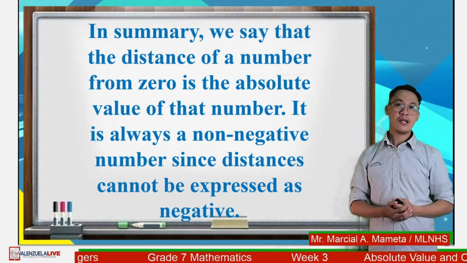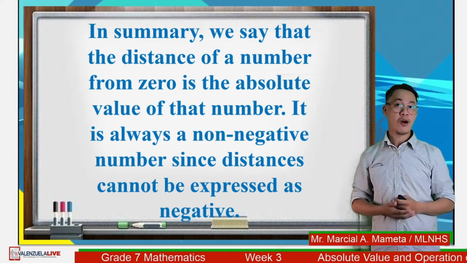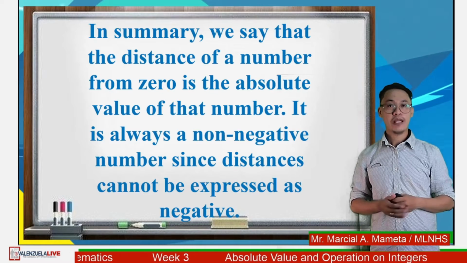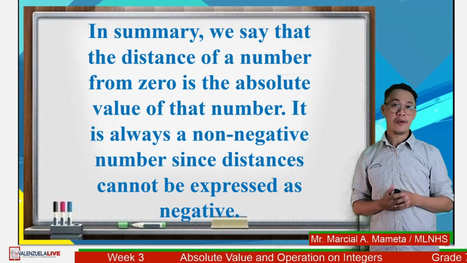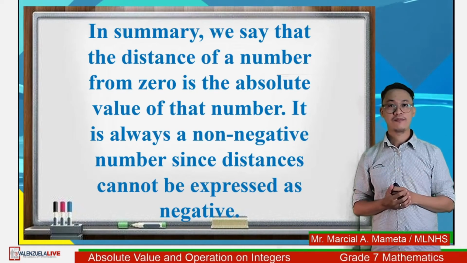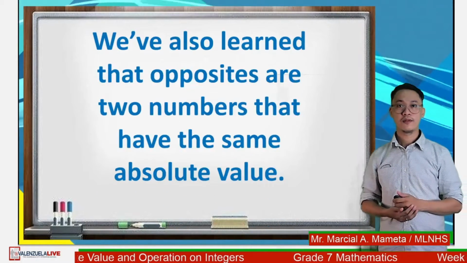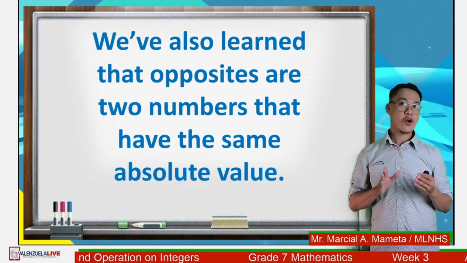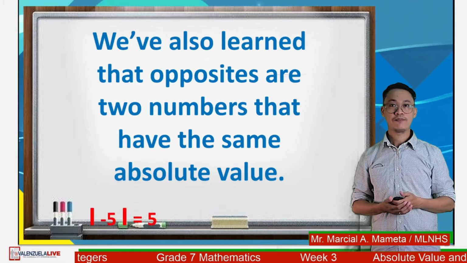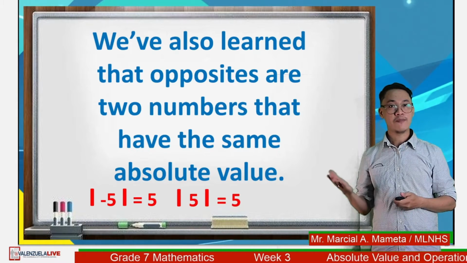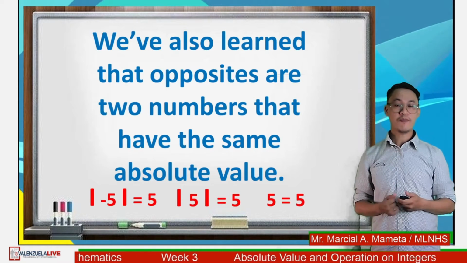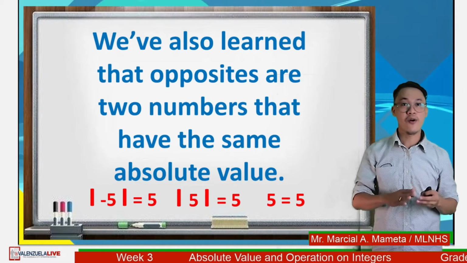In summary, we say that the distance of a number from 0 is the absolute value of that number. It is always a non-negative number, since distances cannot be expressed in negative. We've also learned that opposites are two numbers that have the same absolute value. The absolute value of negative 5 is equal to 5. Absolute value of 5 is equal to 5. Therefore, the absolute value of negative 5 is equal to the absolute value of 5.